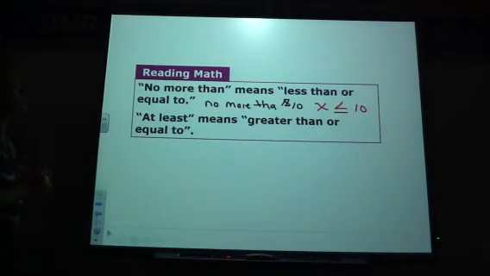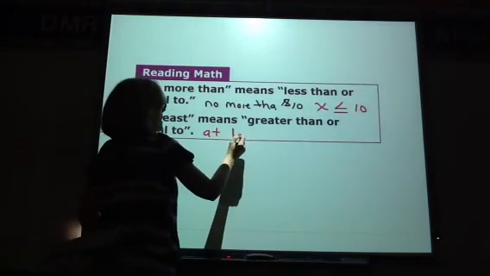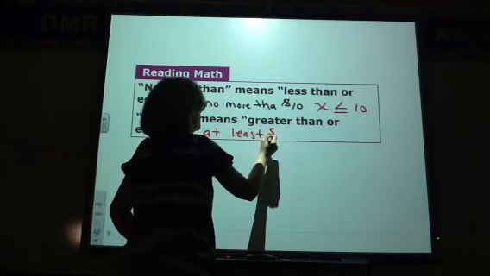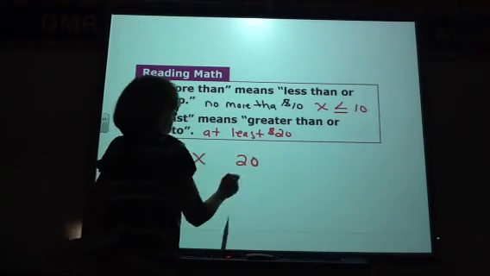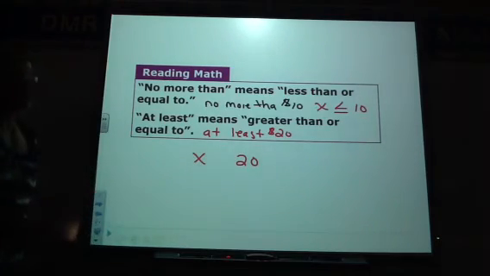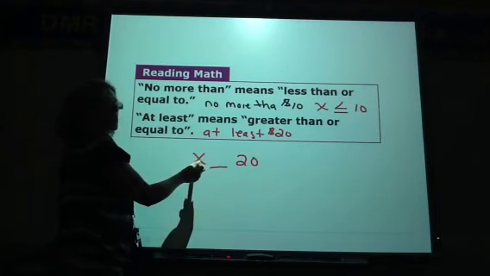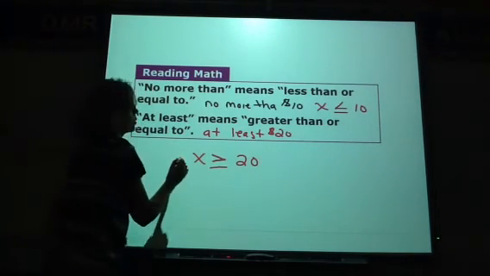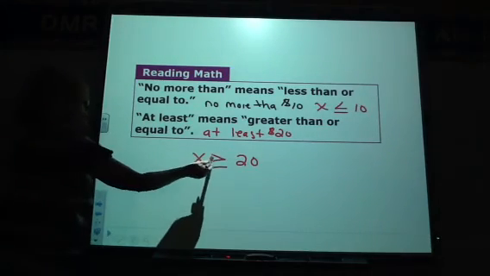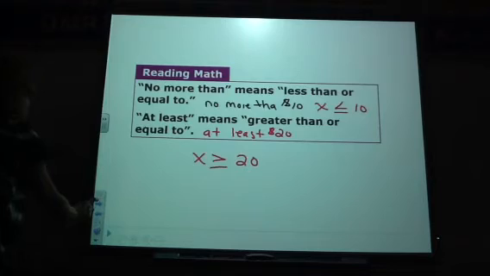At least means greater than or equal to, okay? Let's say I have at least $20. Okay, can it be equal to 20? Yes. When I say at least, is my solution set going to be more or less than 20? It's going to be more. So when you see at least, you use your greater than or equal to inequality symbol.